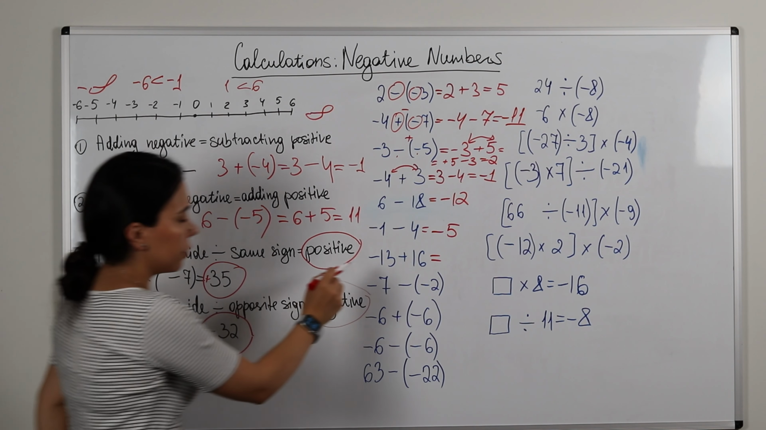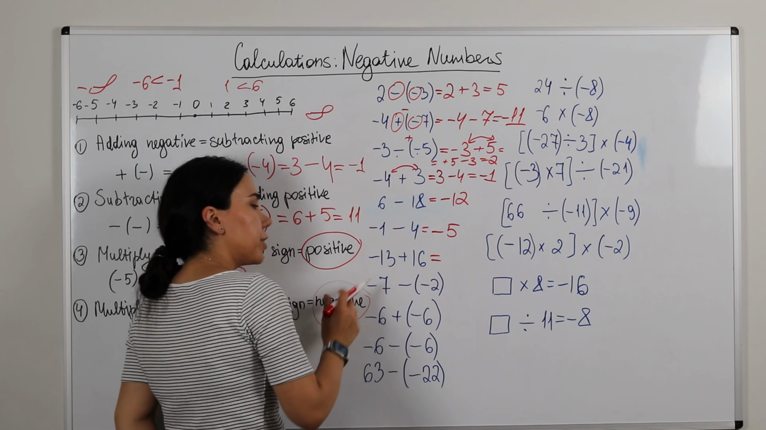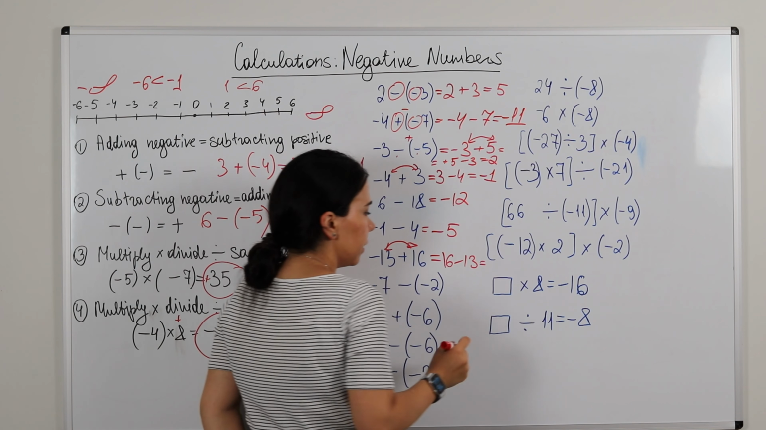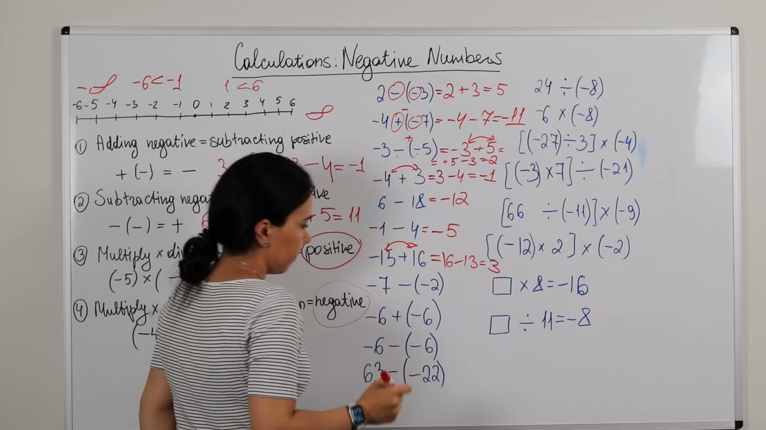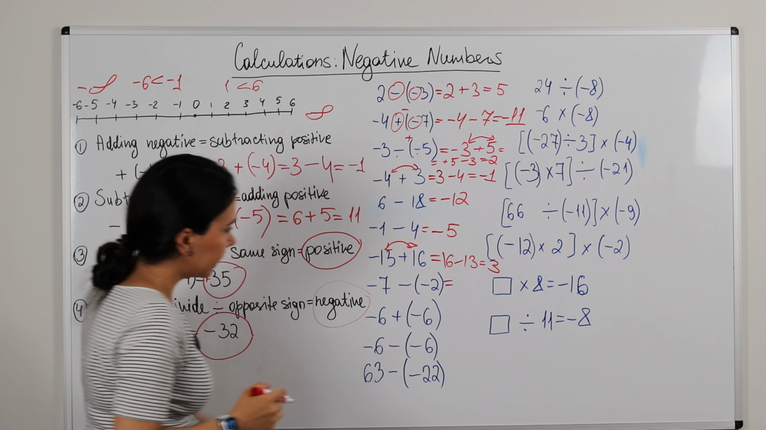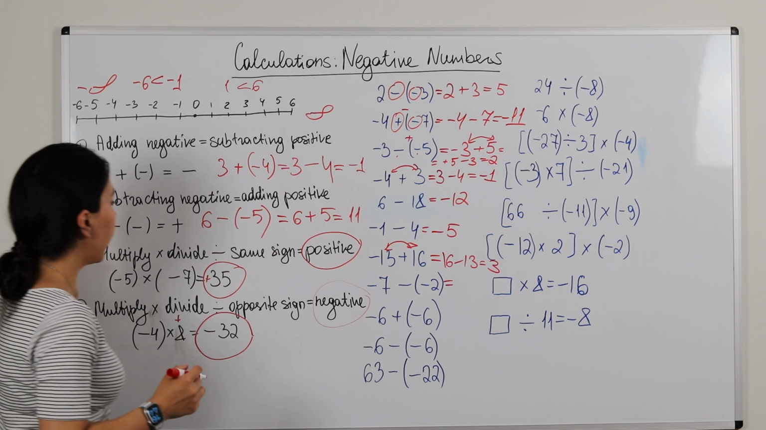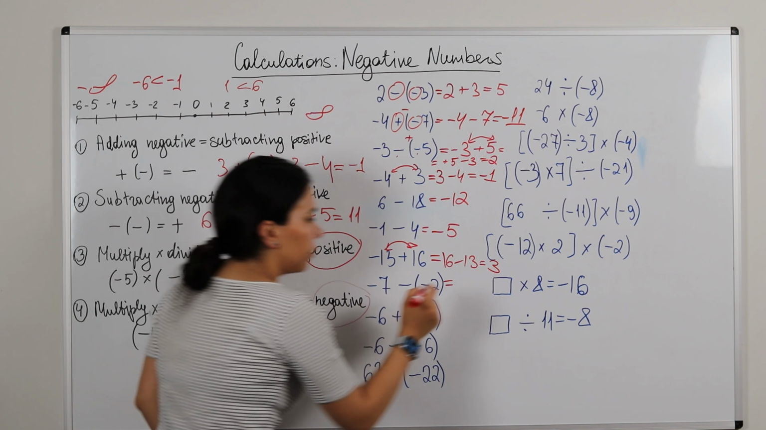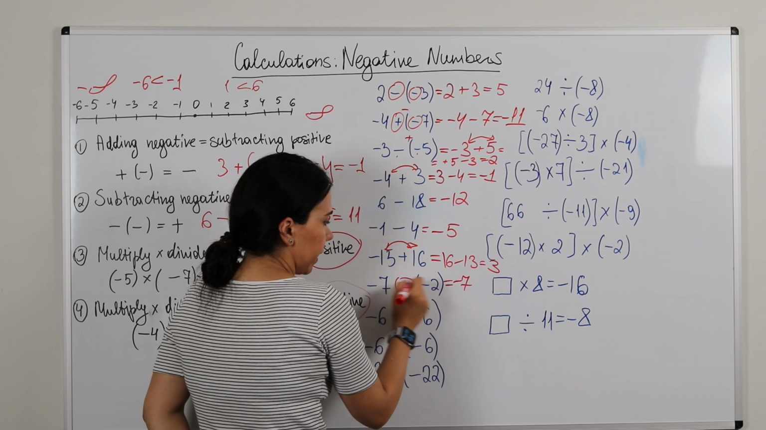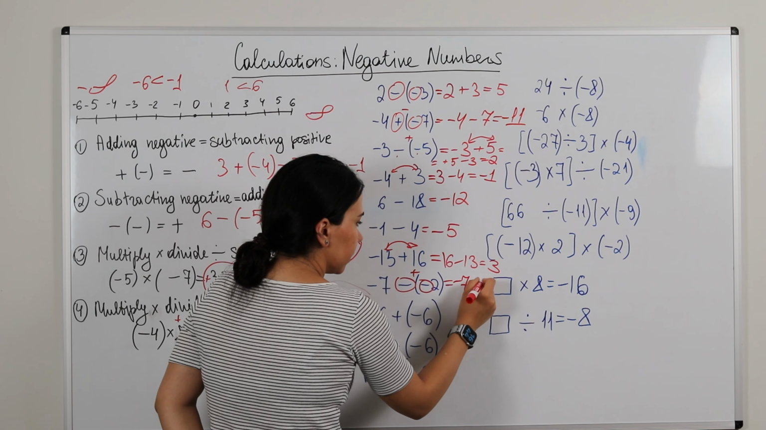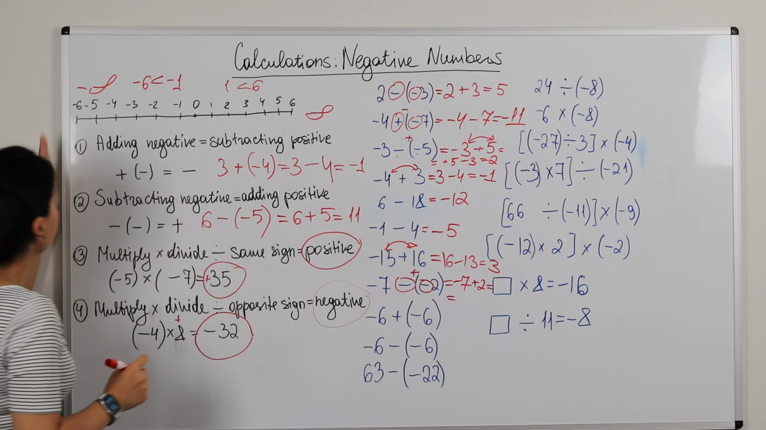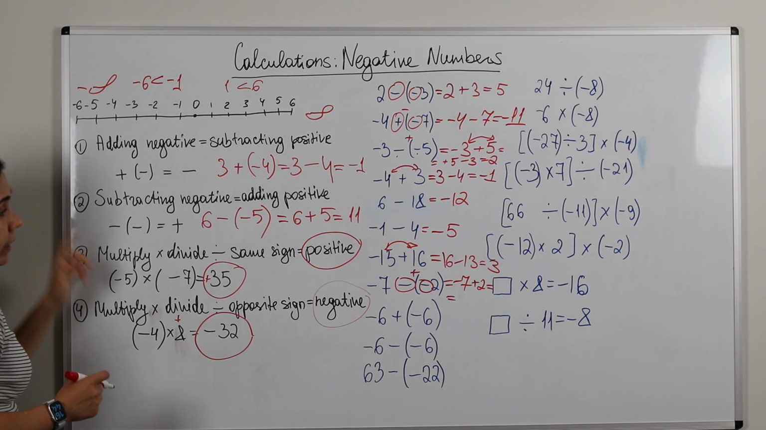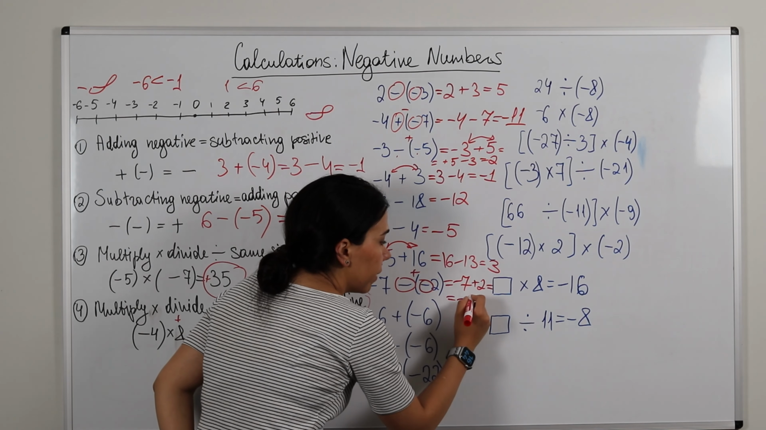Then we have minus 13 plus 16. In this equation it would be easier to swap their places. 16 minus 13, which equals 3. Minus 7 minus minus 4. What do we have here? We are subtracting negative, which is similar to adding positive, so minus minus equals plus. Minus 7 plus 4. When we are adding the positive, it moves us closer to 0. So the answer is minus 3.